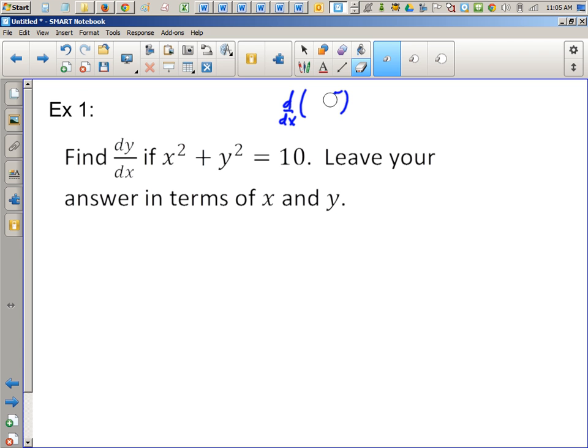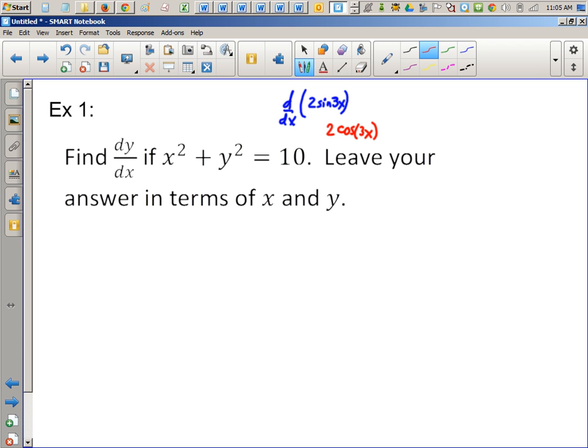Erase, erase. 2 sine 3x. Okay, let's try it together. Ready? If you get it wrong, it's okay. What is it? 2. What's the derivative of sine? Cos. What's the input of the sine? You still need the 3x here.